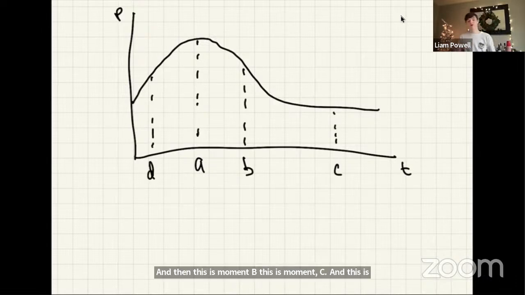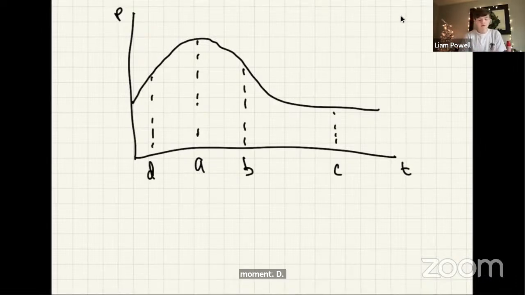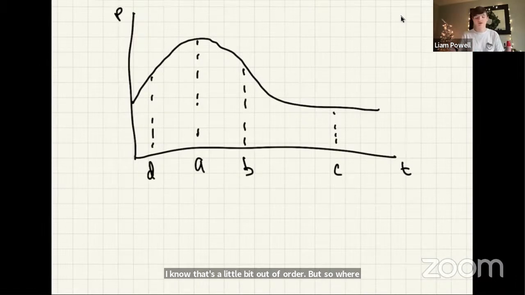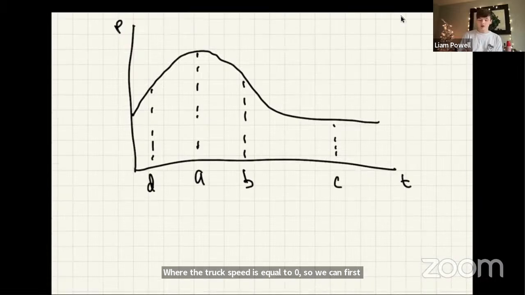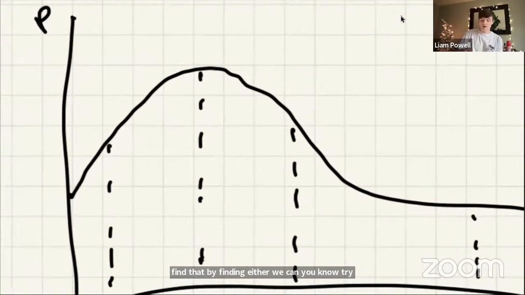I know that's a little bit out of order, but if this is tracking a truck's position over time, where would the exact moment of time be where the truck's speed is equal to 0? We can first find that by trying to add a tangential line.